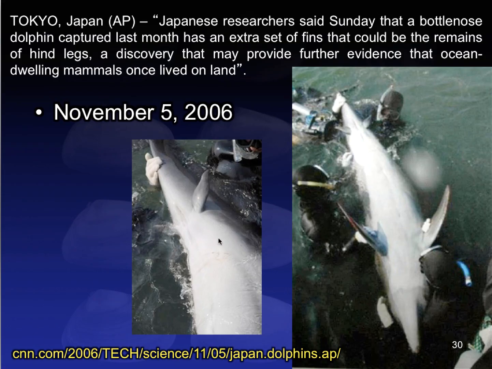Another example of this are dolphins that have been found to be sporting hind limbs. This is one that was discovered in 2006 in Japan. Dolphins don't normally have hind limbs like this, but here's one that was sporting them. And guess what? If you go back 6 million years in dolphin evolution, dolphins of 6 million years ago did have hind limbs, just like this. So, kind of cool that even happens.